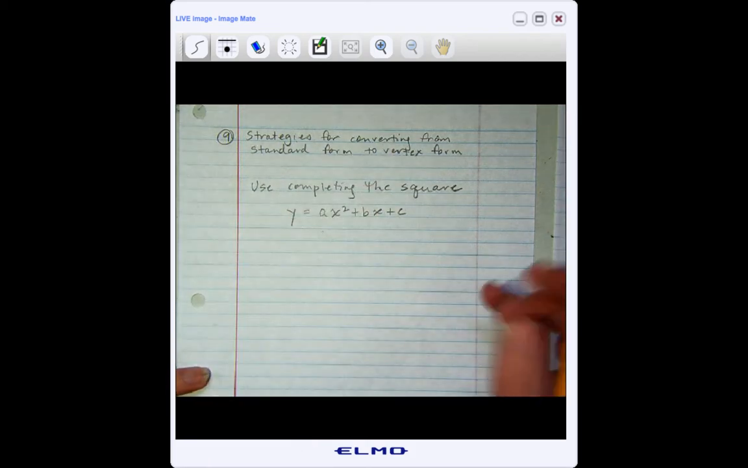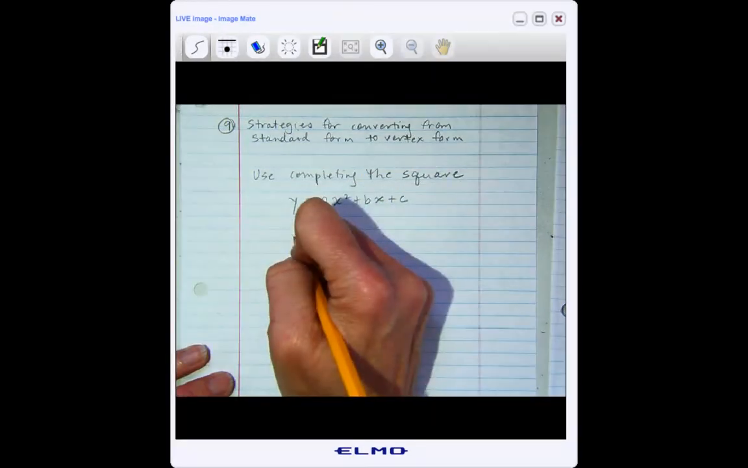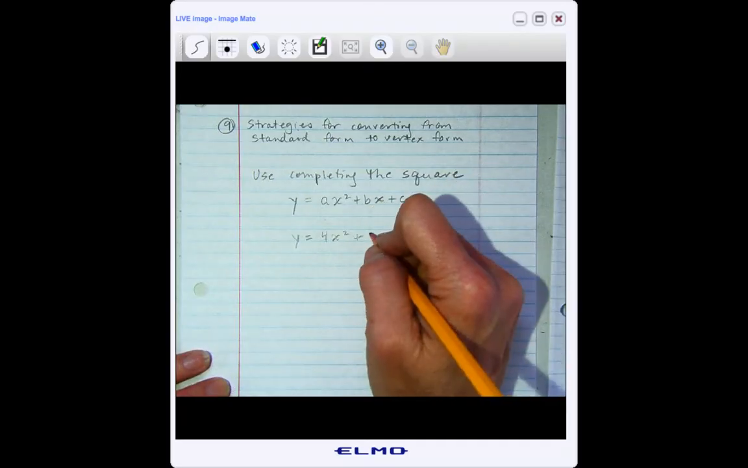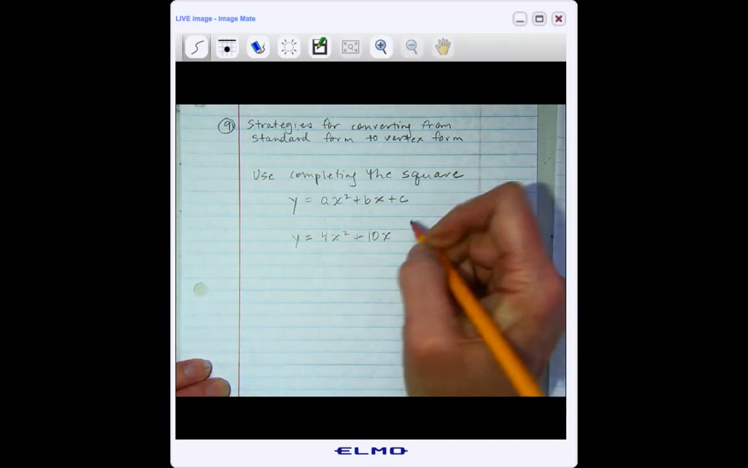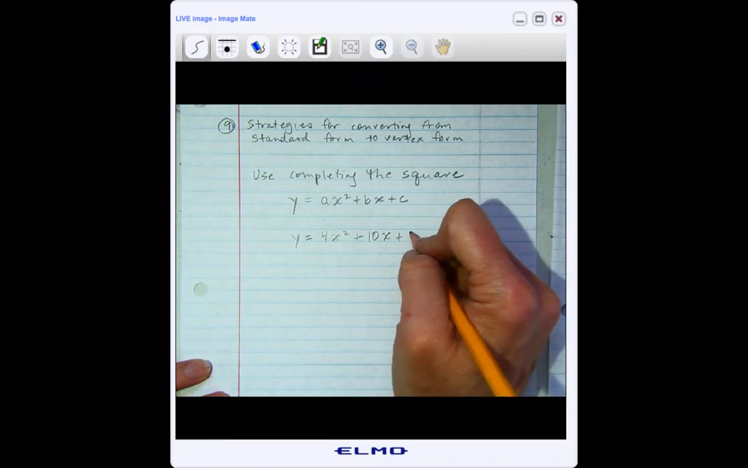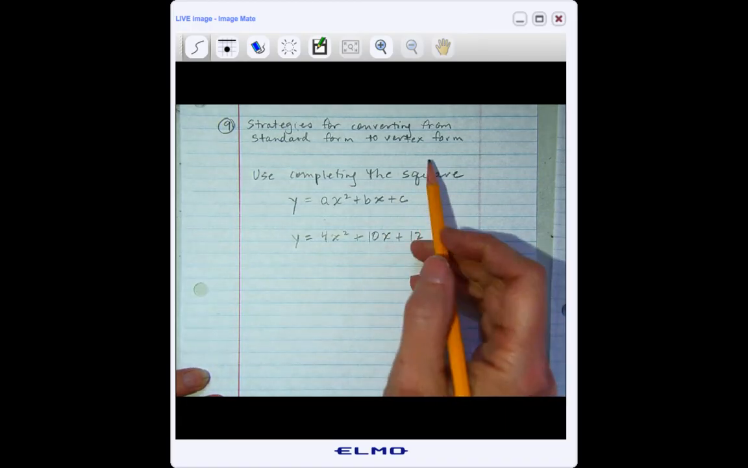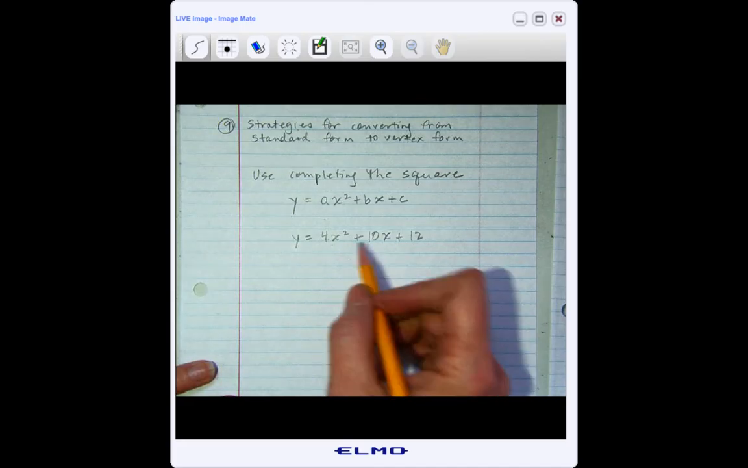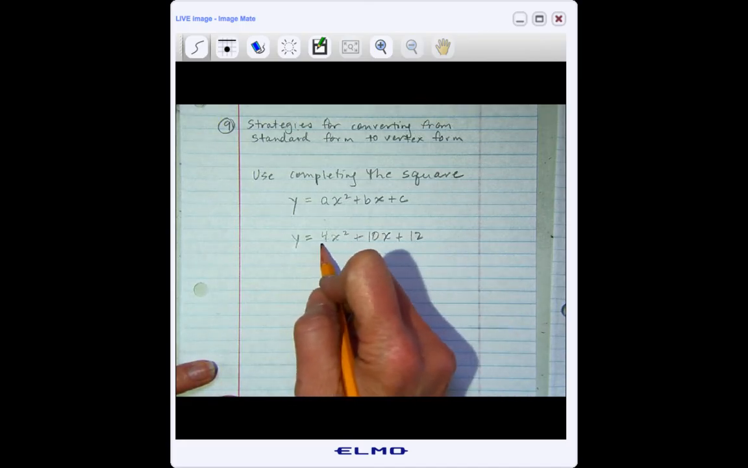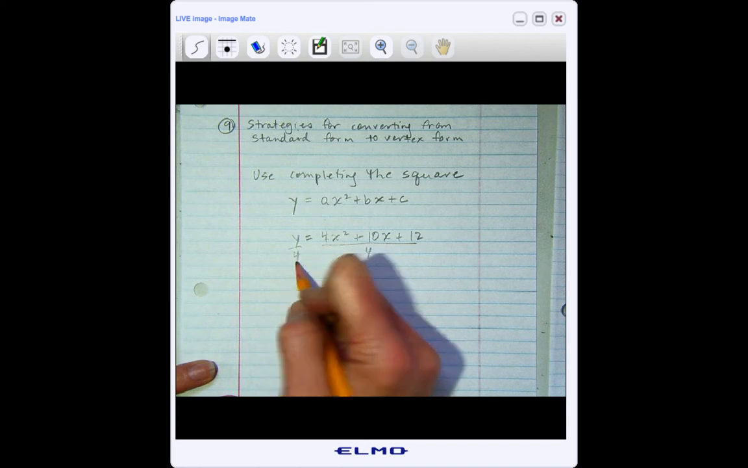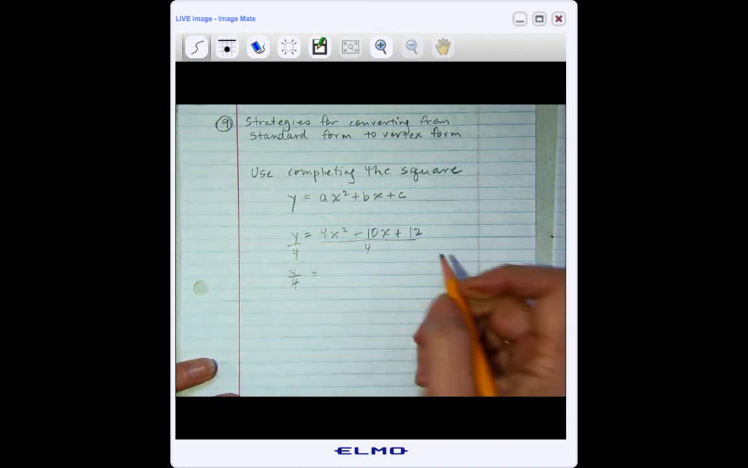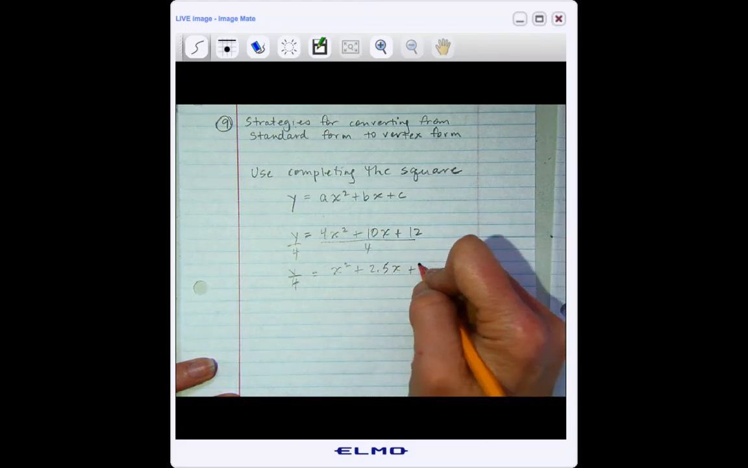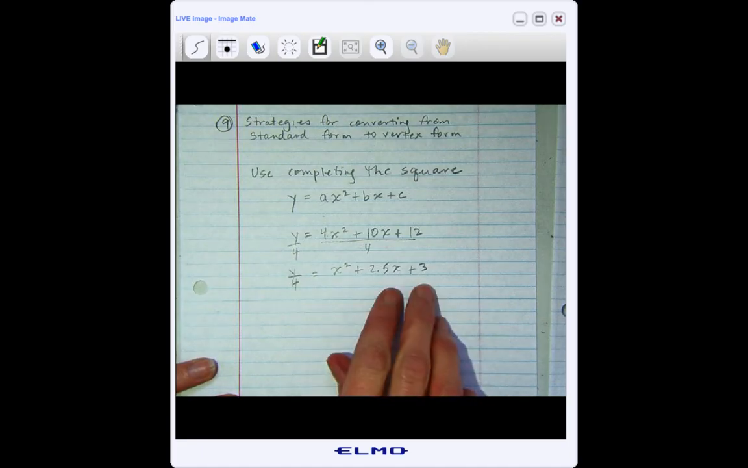If there was an A value in front, like let's say I was trying to change y is equal to 4x squared plus 10x plus, I don't know, 12, into vertex form, you really need the x squared to be just alone. You shouldn't have this number here. So what you would do is start by dividing everything by 4 and just holding the 4 over here, changing it to x squared plus 2.5x plus 3. And then you'd work with completing the square with this part, okay?